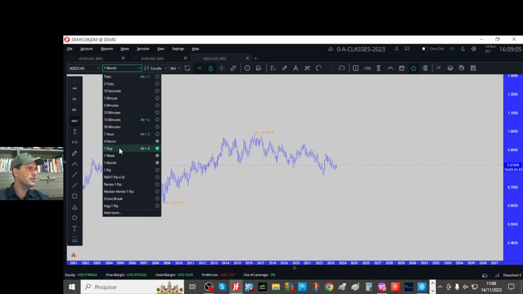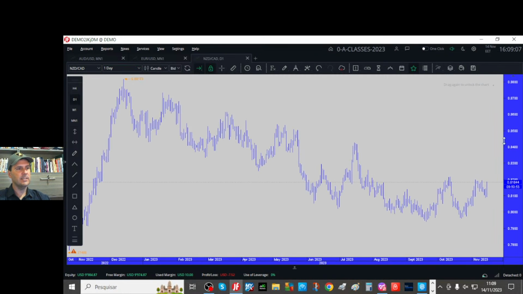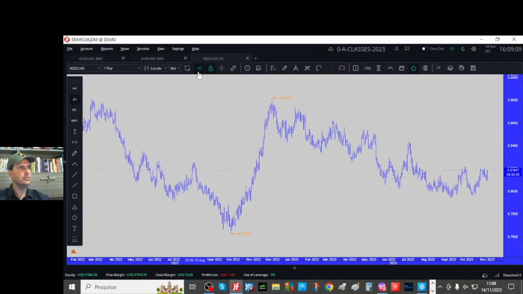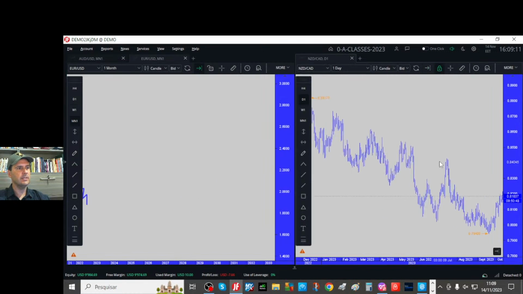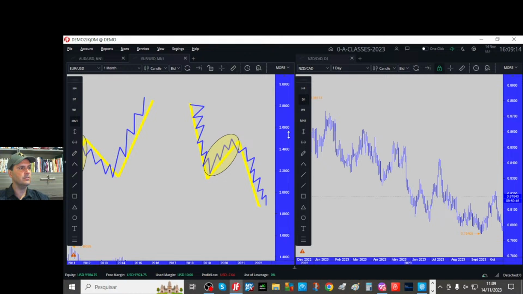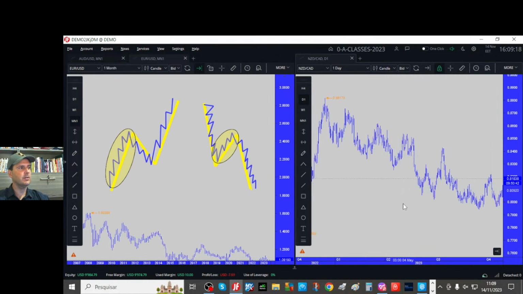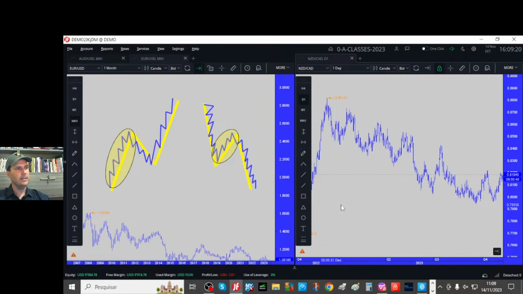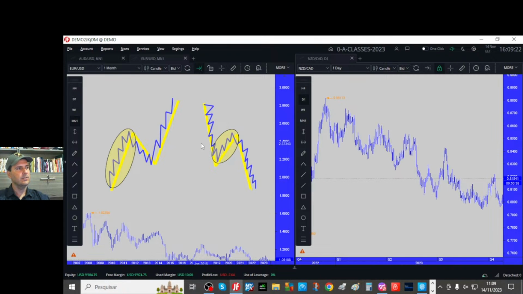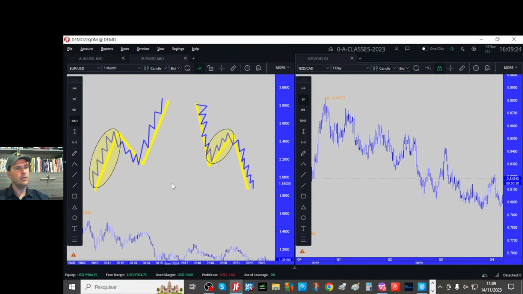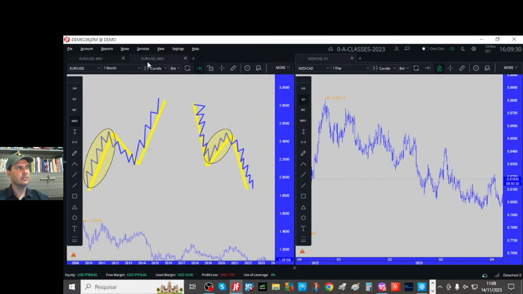NZD-CAD daily chart, everybody. Alright, so we're going to do something like this. This is theory now. This is theory, and this is now the live market. And the question is, where or how should you trade the uptrend and the downtrend?